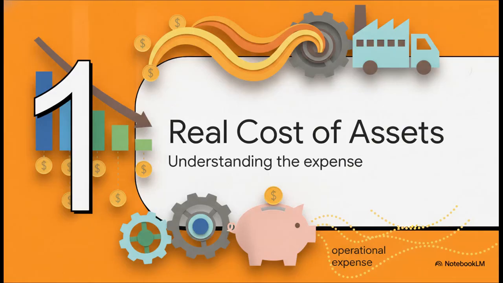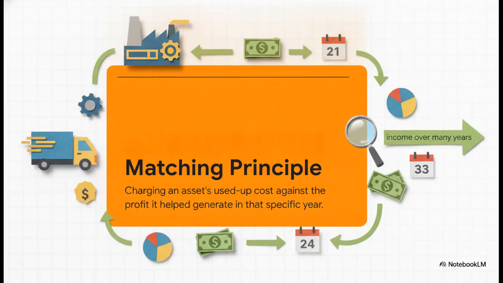Section 1. The real cost of assets. Let's make sense of this expense. All right, so at its core, depreciation is simply a non-cash operational expense. You are basically using up an asset's economic juice over time. And this is entirely driven by what accountants call the matching principle.